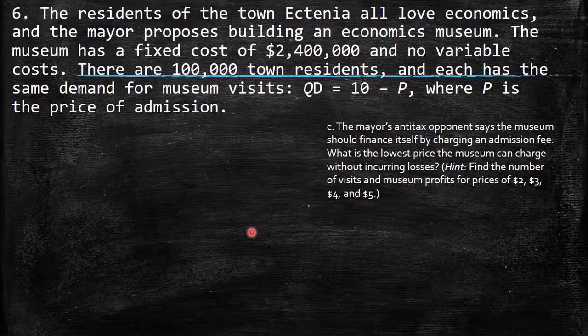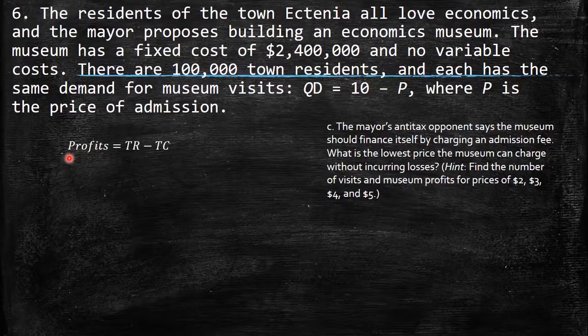Then the C question says, the measure's anti-tax opponent says the museum should finance itself by charging an admission fee. What is the lowest price the museum can charge without incurring losses? They provide a hint: find the number of visits and the museum profit for prices 2, 3, 4, and 5. You can use that, and when you have the profit 0, you will have the result. Or you can go further and do it mathematically.